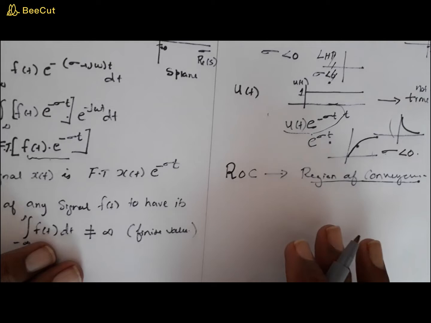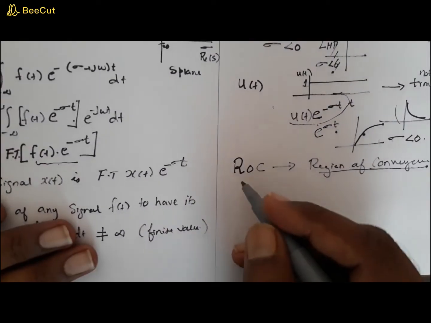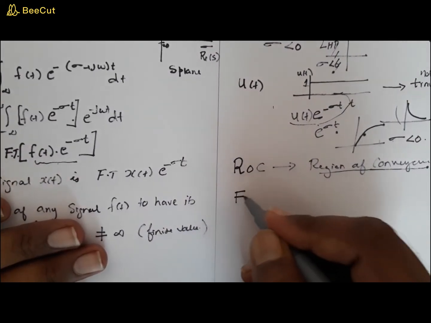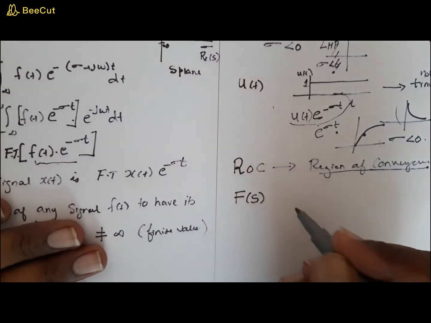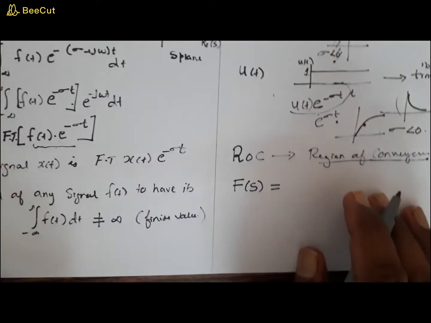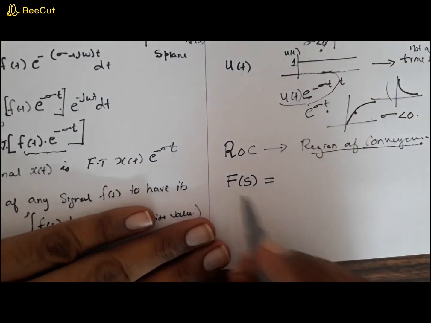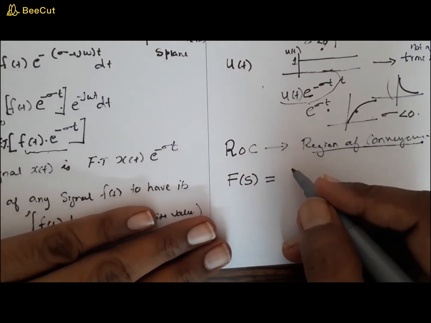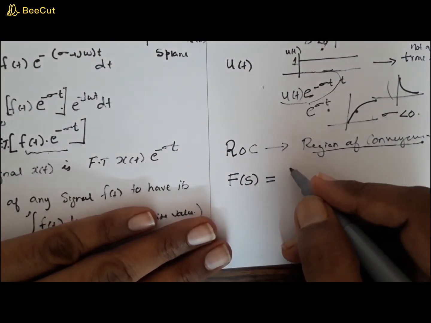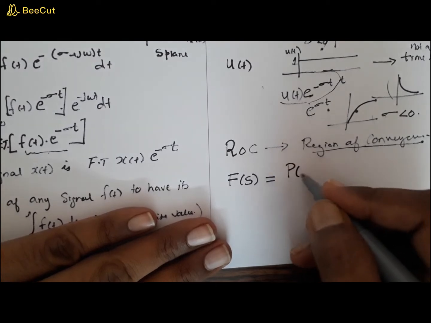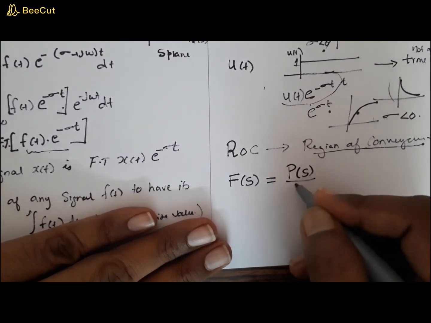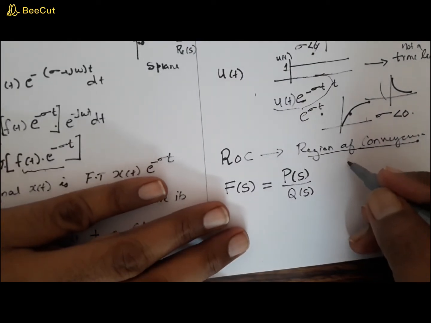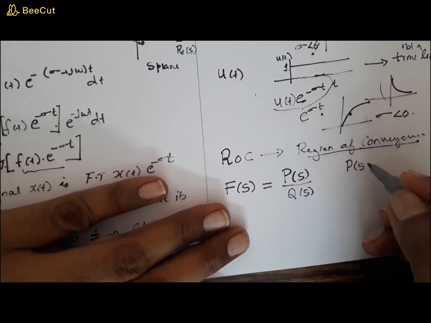So that's it. Now some more about this Laplace transform F of s. Any s domain function can be generally represented as the ratio of two polynomials of s, right? These are also things which we covered in the last semester.